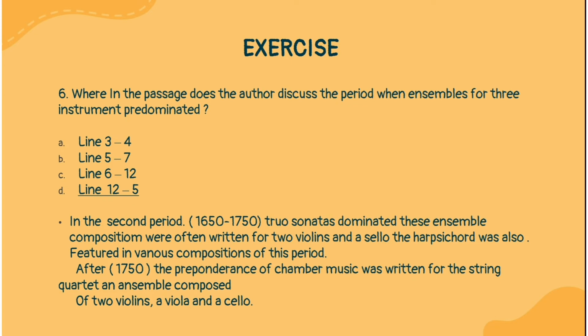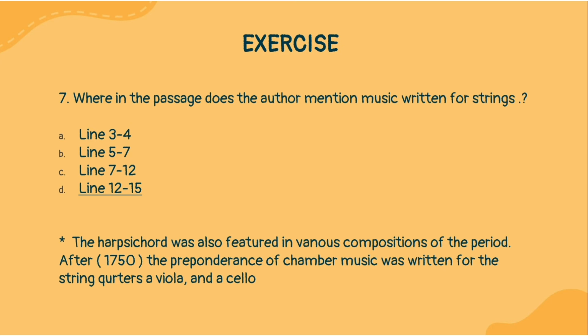In the second period, 1650 until 1750, the trio sonata dominated. This ensemble composition was often written for two violins and a cello. The harpsichord was also featured in the Venice compositions of this period. After 1750, the performance of chamber music was written for the string quartet, an ensemble composed of two violins, a viola, and a cello.